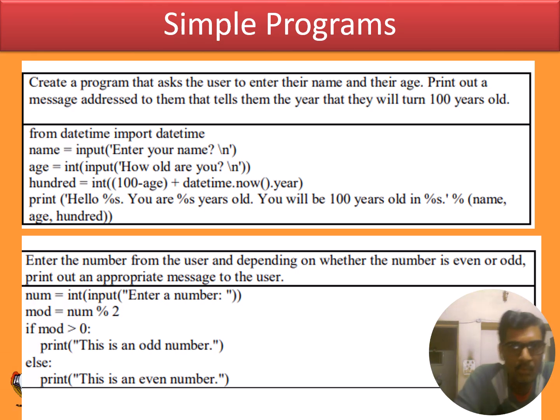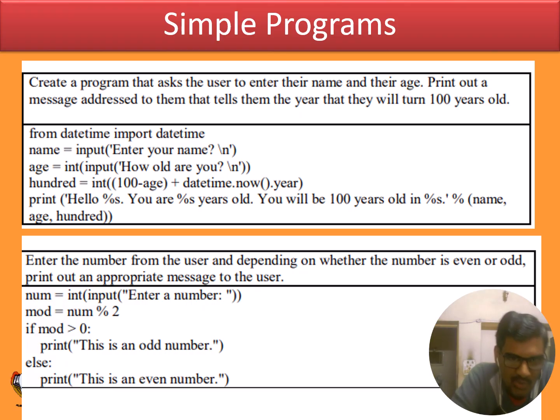Next, simple programs. Let's look at the first program here. It says create a program that asks the user to enter their name and their age and print out a message addressed to them, which tells them which year they will turn 100 years. This program in Python is a simple example. First you have from datetime, you import datetime. Then you take the input of name. You prompt the user to enter the name, and then that is saved into the name variable.